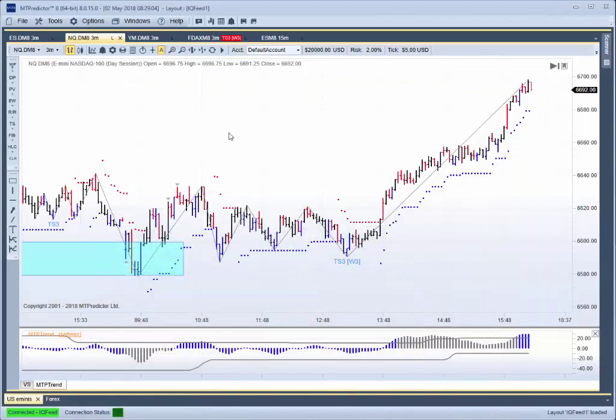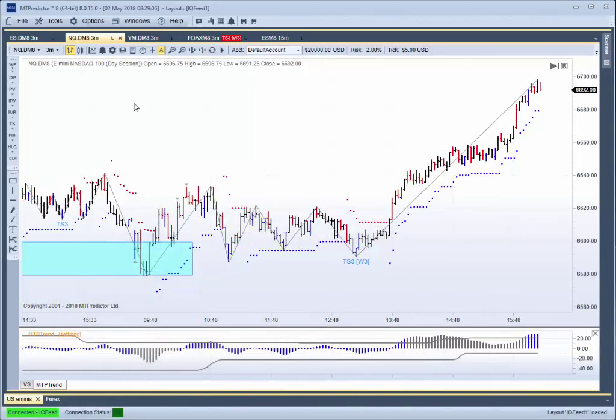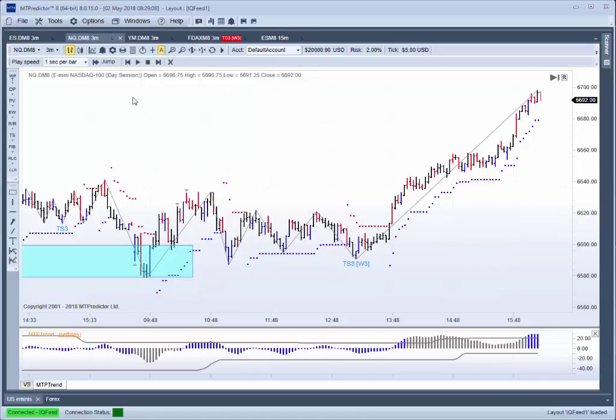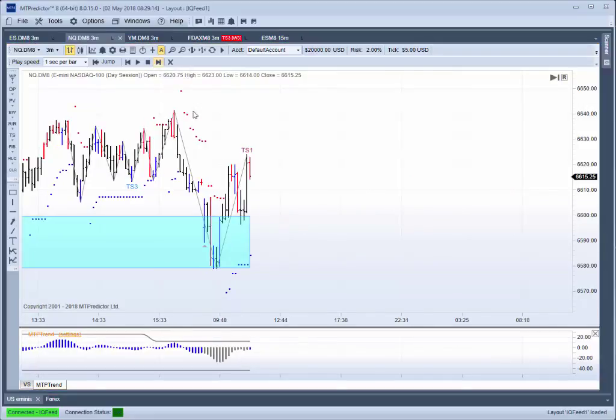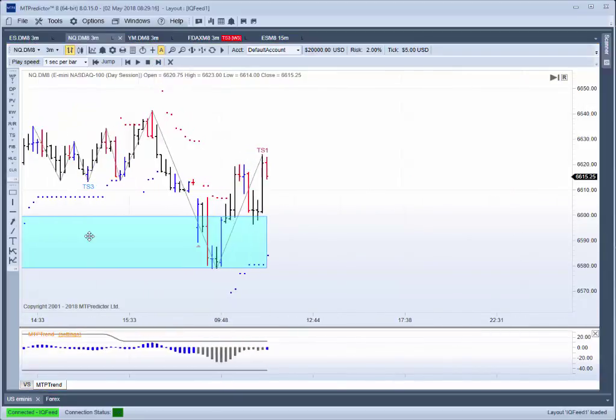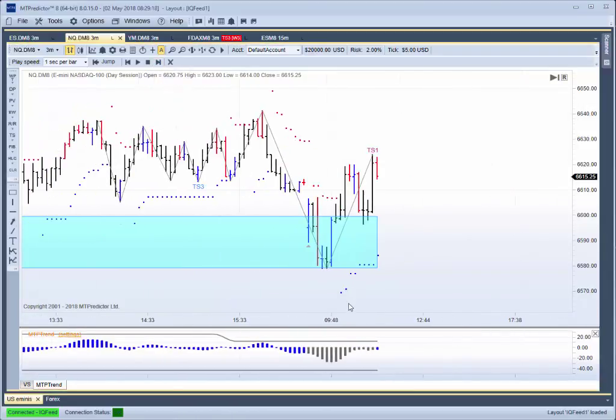Right, let's have a look at what we were looking at yesterday. I'll use our training mode and jump back to about here. In our training webinar yesterday for MTPredictor customers, we were looking at this particular TS1 sell setup here, and we were deciding on whether this was a good one to take or not. Remember, we were doing this in the webinar live at the time yesterday.